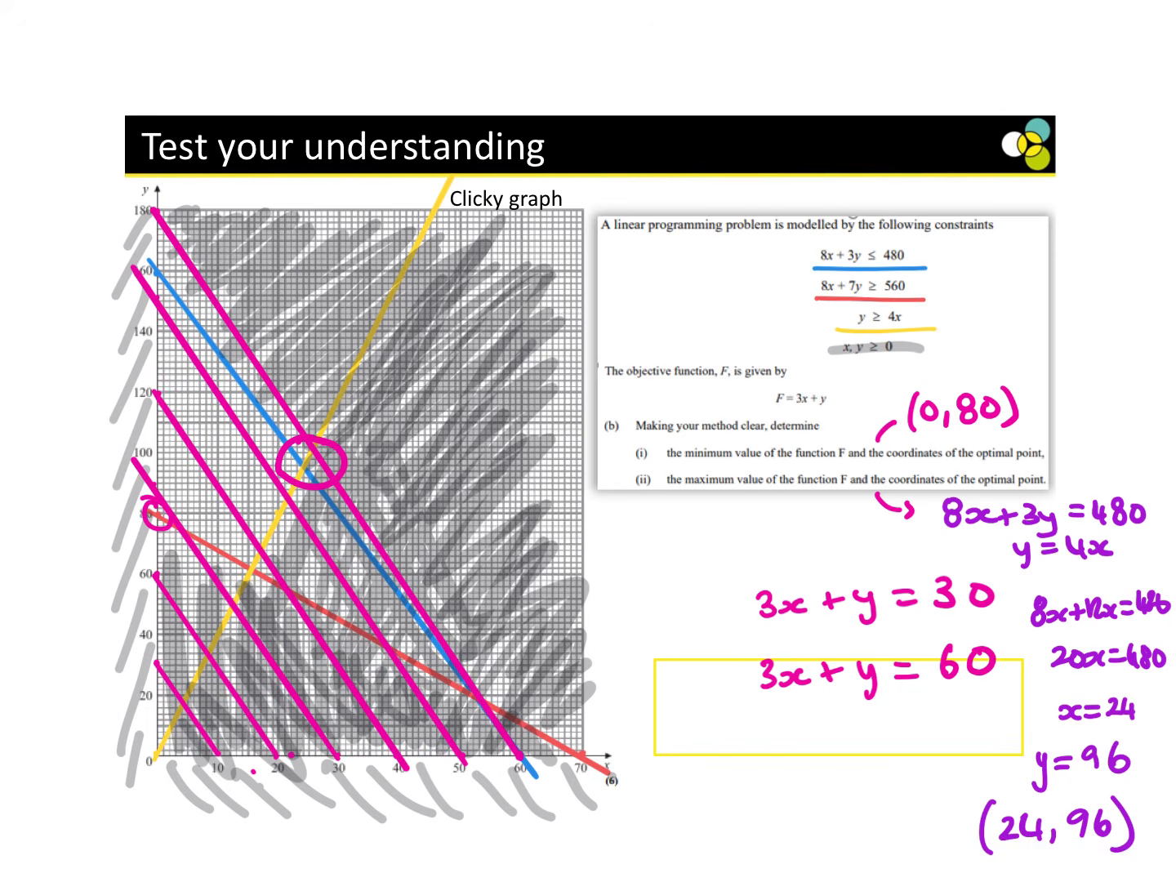So, for the final question, it asks for the value of the function and the coordinates. We've written the coordinates, we didn't write the value. So f is going to be 3 lots of x is 0 plus y is 80 for the first one. And then for the second one, our f is 3 times 24 plus 96, which is 168. Okay, so there we have it. So that is how we've done that question.